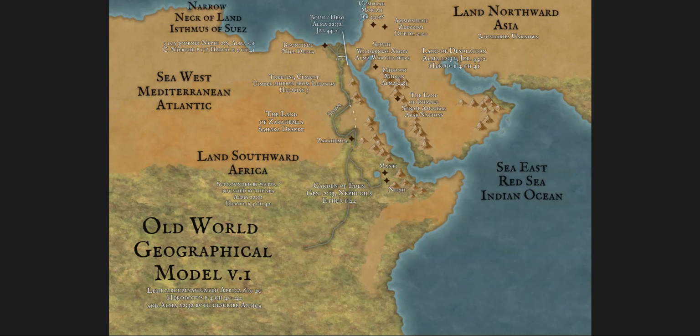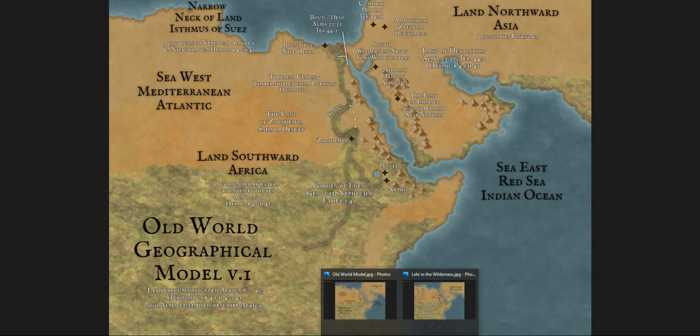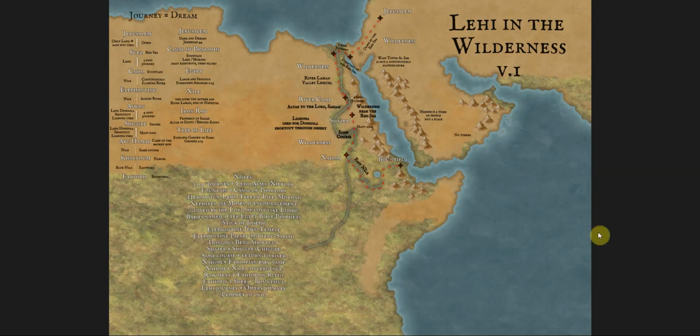So I mentioned I'd be introducing my Lehi in the Wilderness map. Here it is. Lehi in the Wilderness. So this is my map. I'm going to be talking about this in this video. I'm going to be introducing this whole map throughout these videos and talking about each part as I come to it, and that's going to take several videos to do.